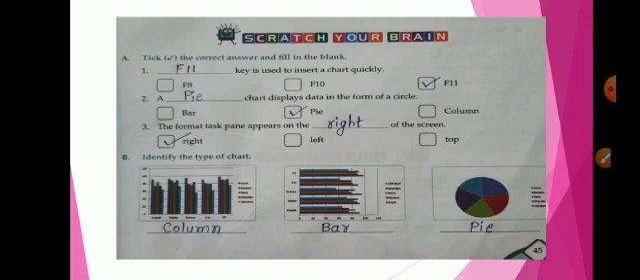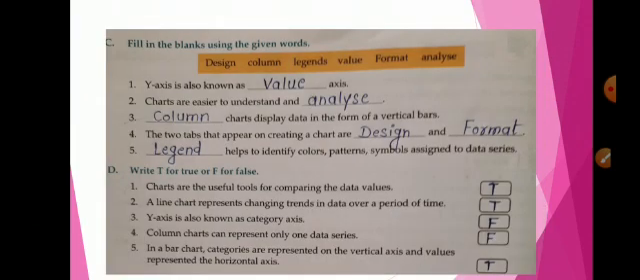Now third, identify the type of chart. These types of charts are present at the starting of your chapter, and if you want you can find out, you can do the tally of this also. The first is a column chart, second is a bar chart, third is a pie chart.